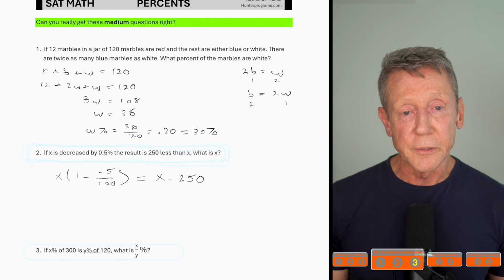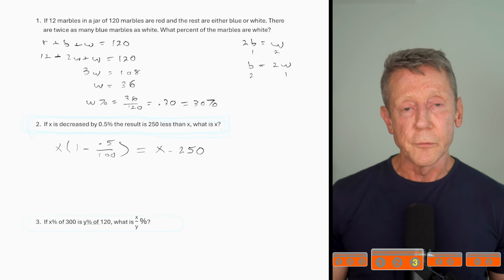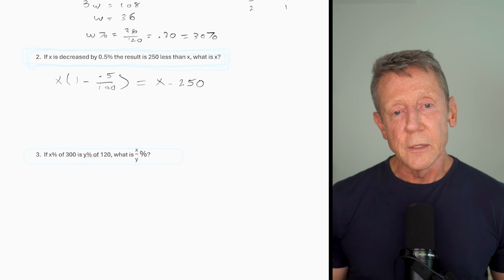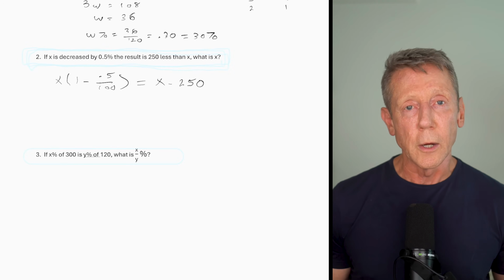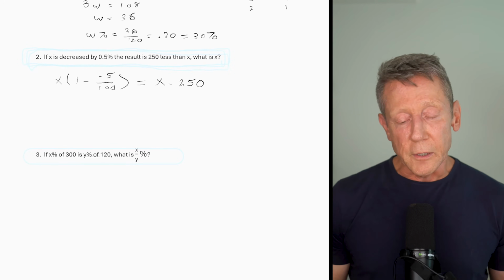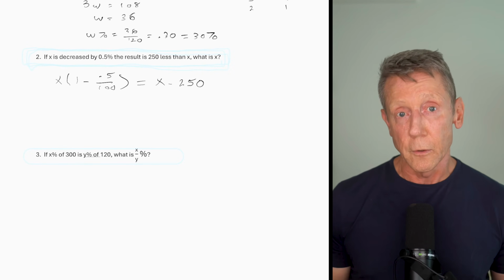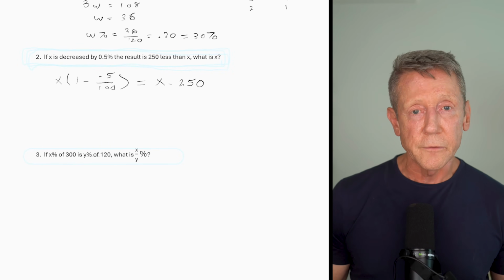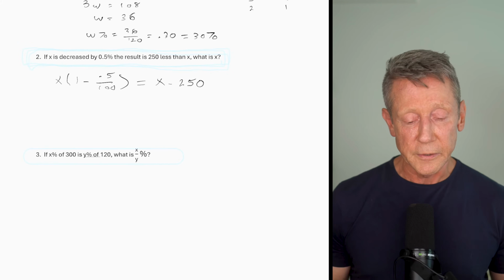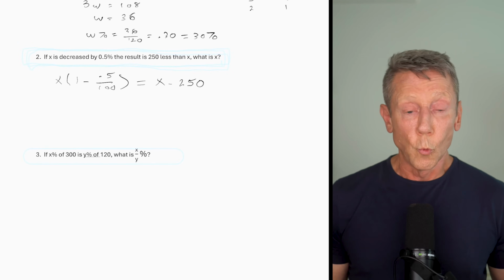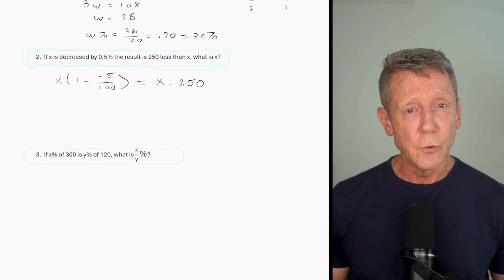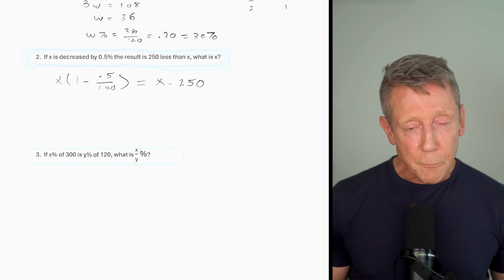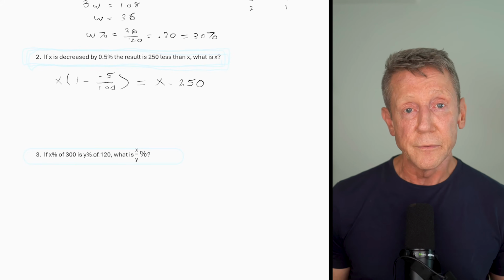Let's read this last one together. If X percent of 300 is Y percent of 120, what is the ratio of X over Y percent? This is a classic SAT question and on other standardized exams. A lot of students assume to solve it, you need to solve for X, solve for Y, make a ratio, and get your answer. I would say maybe 1 time out of 10, that's actually the way to do it. 9 times out of 10, not only is it not the way to do it, it's impossible to do it. And that is this case.